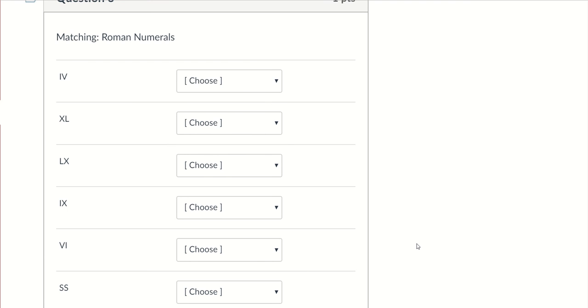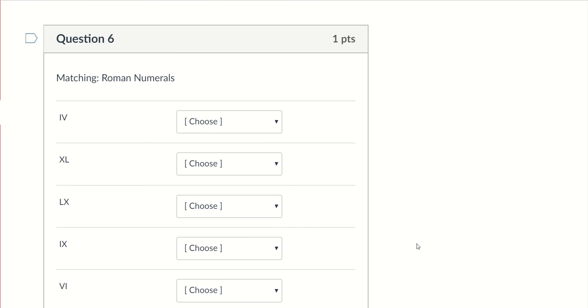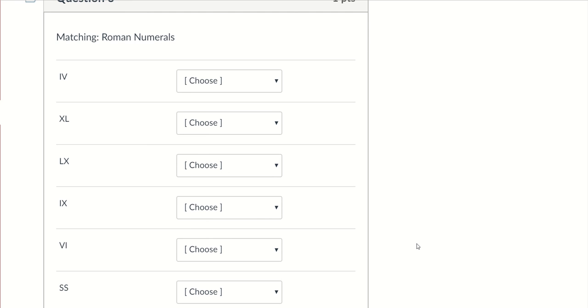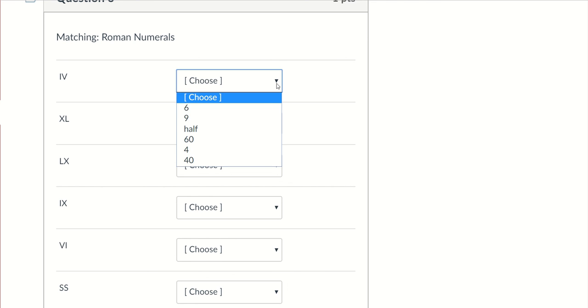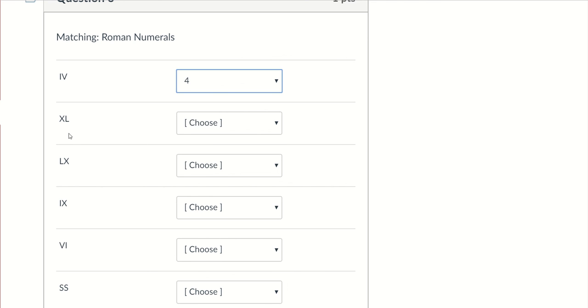Number 6, Roman numerals. So doctors will write numbers many times as Roman numerals. Just remember, if there's a smaller symbol in front of a larger symbol, you'll need to subtract. So here we got 1 in front of the 5, so we need to subtract 1 from 5, so that will give us 4. X is 10, L is 50. Again, a small unit in front of a large one, we'll need to subtract. 50 minus 10 is 40.